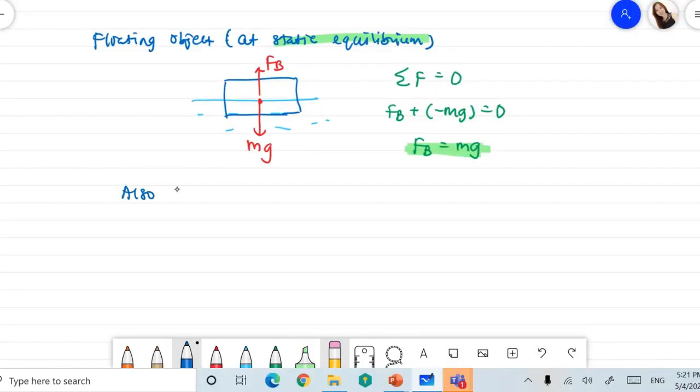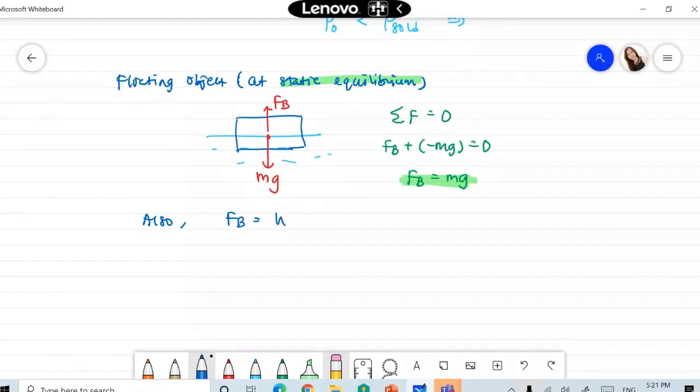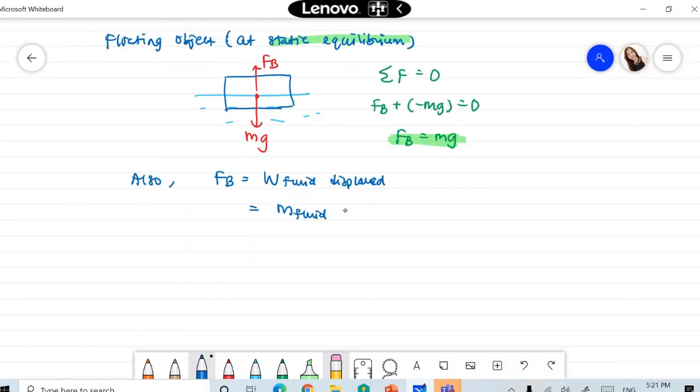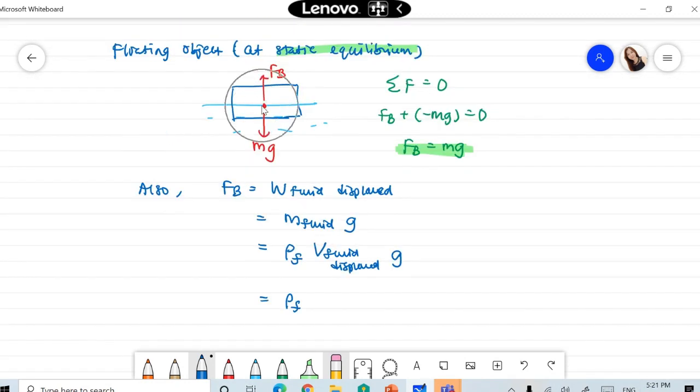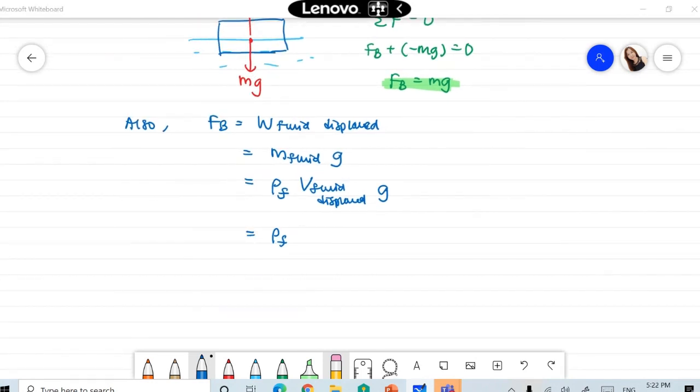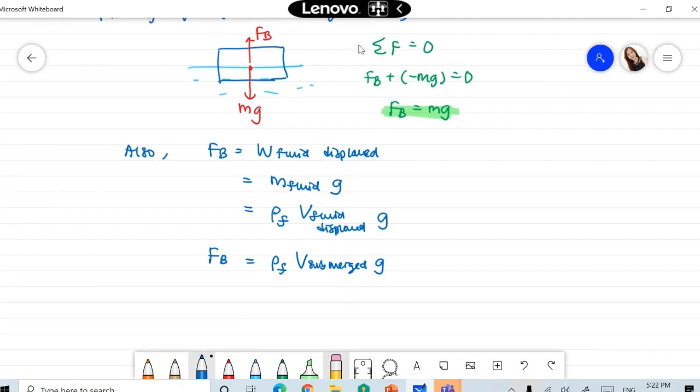And also, according to Archimedes' principle, the magnitude of the buoyant force is equal to the weight of the fluid displaced. Mass of the fluid displaced multiplied with g. So mass of the fluid displaced means rho of the fluid multiplied with the volume of the fluid displaced multiplied with g. The object which is partially submerged, right? It is floating at static equilibrium. So the volume of the fluid displaced will be equal to the volume of the submerged portion. So that is the buoyant force, right? And we just know that for a static equilibrium object, Fb is equal to mg. Therefore, this one is also equal to mg.